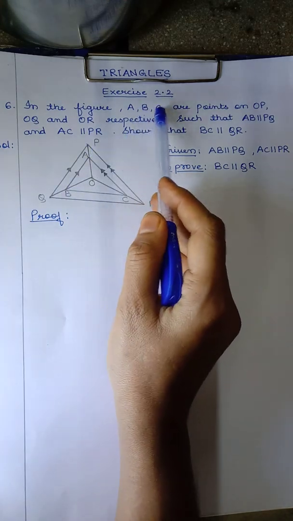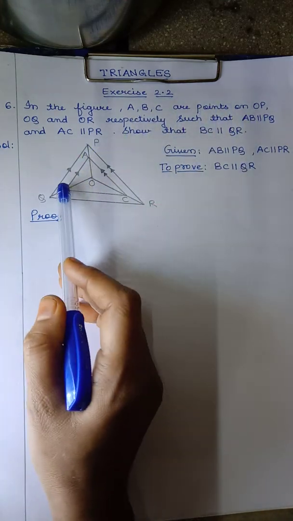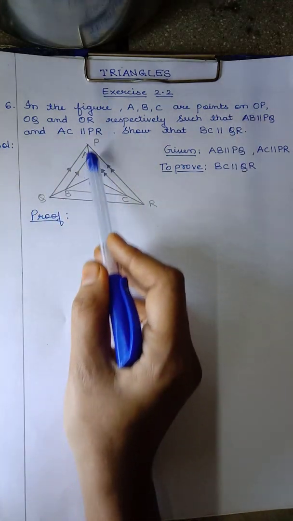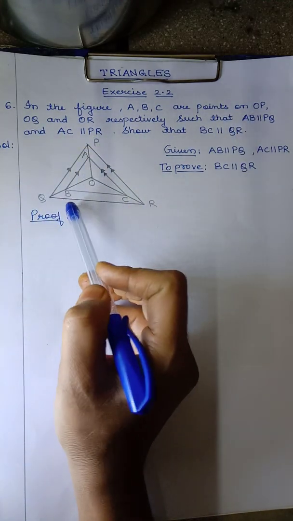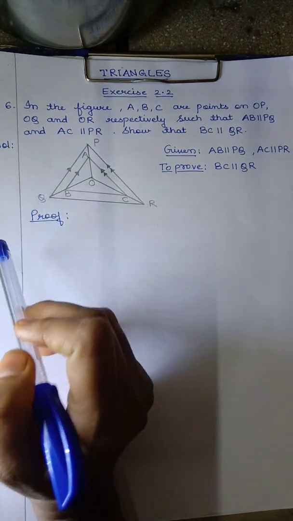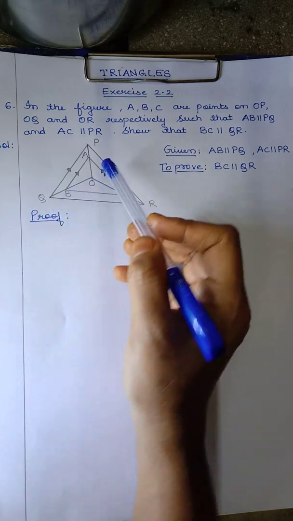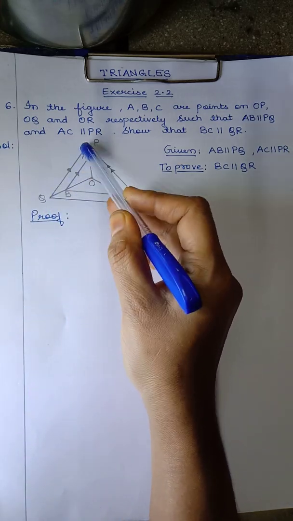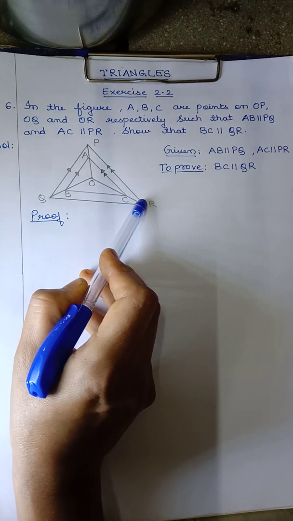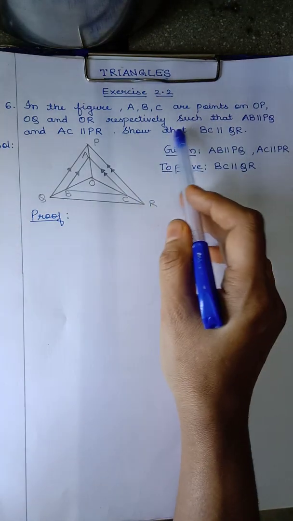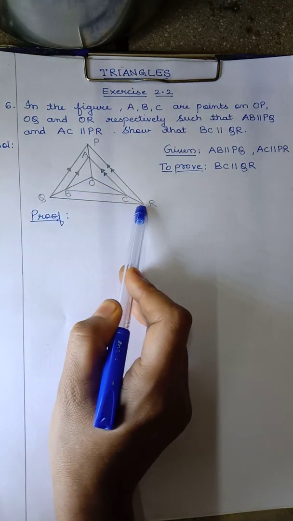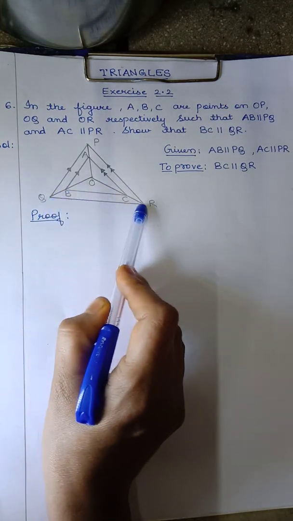In the figure, A, B and C are points on OP, OR and OQ respectively, such that AB is parallel to PQ and AC is parallel to PR. This is the given, and you have to show that, to prove, BC is parallel to QR.